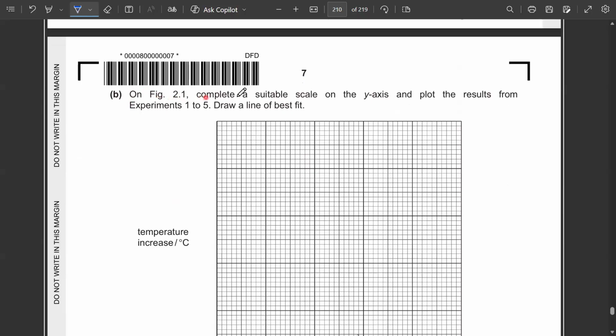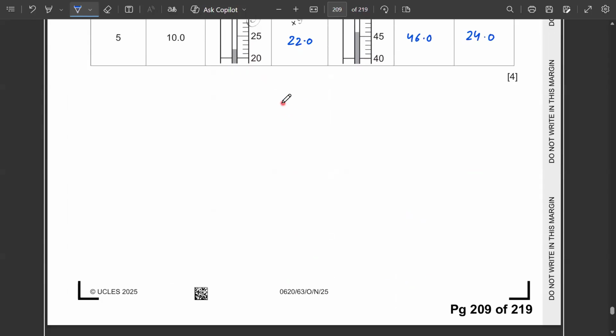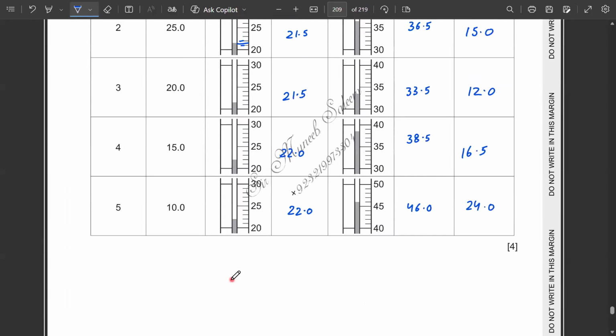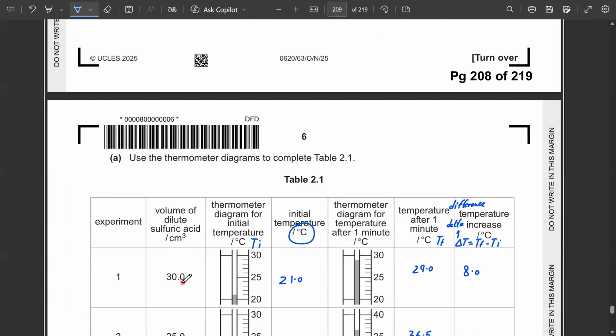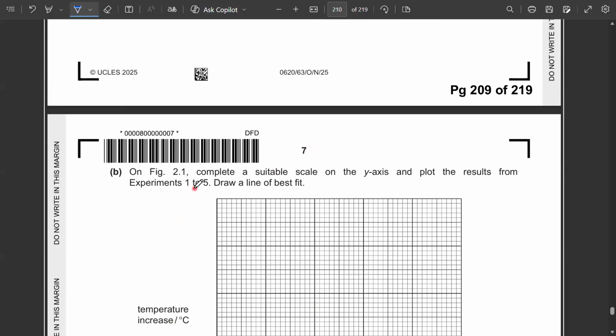On figure 2.1, complete a suitable scale on the y-axis and plot the results from experiments 1 to 5. Draw a line of best fit. So you have the values, you need to put them. Along the y-axis is temperature increase. Along the x-axis is the volume. The volumes were already given over here. We had 10 till 30 cm3, so we do not need to worry about it. We need to put the values for the temperature increase.